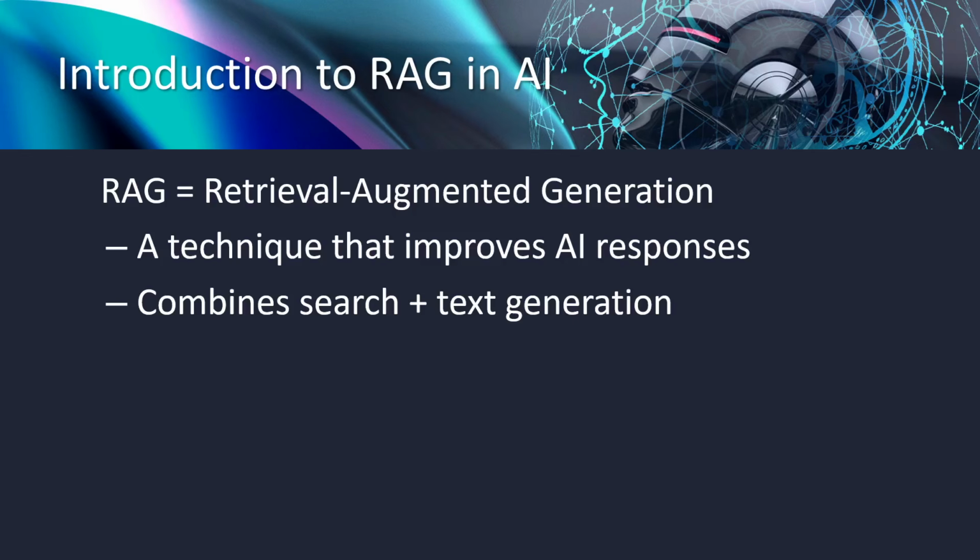As I said, RAG is retrieval augmented generation, a technique that improves AI responses. AI responses might be hallucinating, right? The biggest problem in AI models is hallucination, and RAG will help us overcome that hallucination. It combines search plus text generation. I'll explain how it is done and how we can implement RAG, and in the next video I will be showing how RAG can be implemented using LangChain.